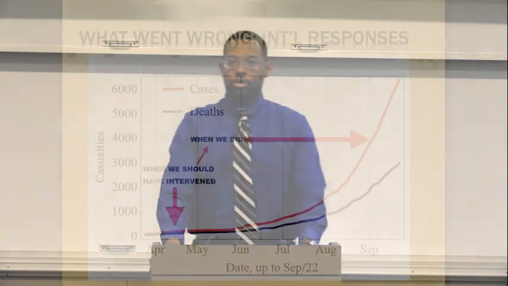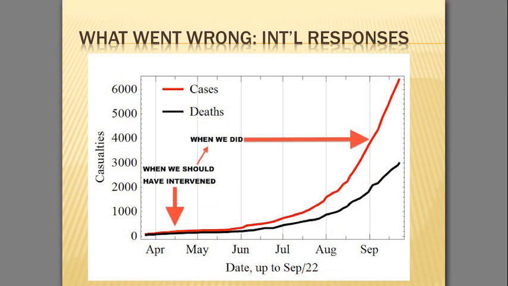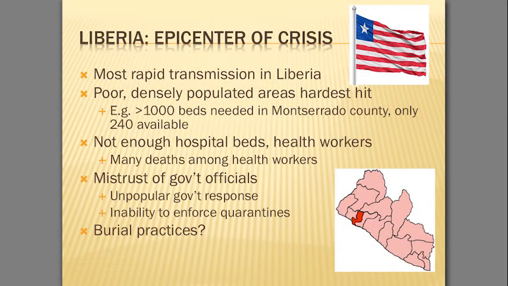So you can see from the graph that's up there now the extent to which both the number of cases and deaths have skyrocketed since July, whereas if there had been a more robust intervention earlier in the spring, we might have been able to avoid some of what we've seen in the last 3 months. As I mentioned already, Liberia is now by far the worst affected country.